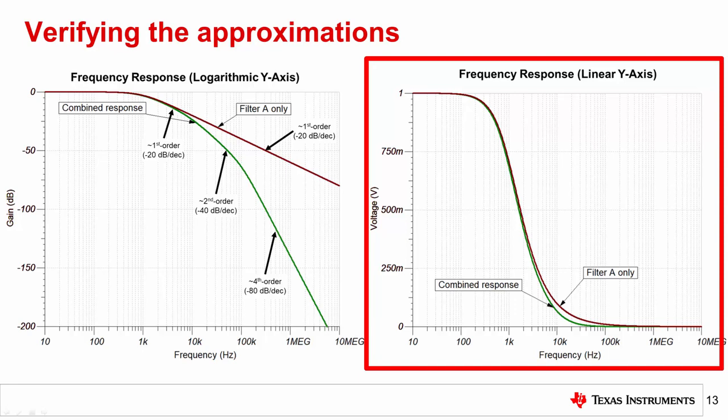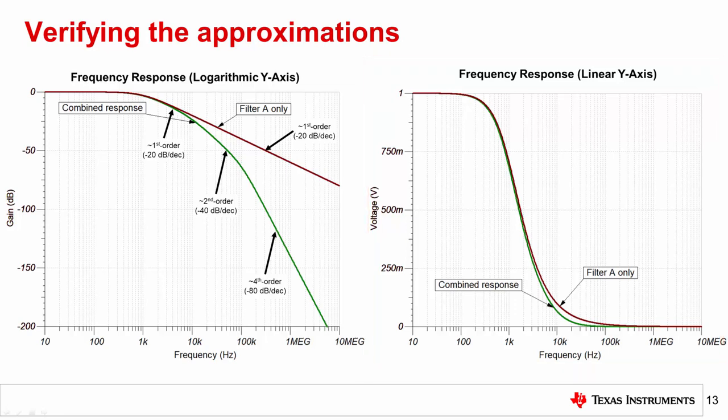Note how the combined response and filter A by itself look almost identical using a linear y-axis. Importantly, note that the vast majority of the noise power has been attenuated by 10 kHz in either case. This means the downstream filters have little to no effect on the overall response, even though the combined filter order changes from first to second to fourth.